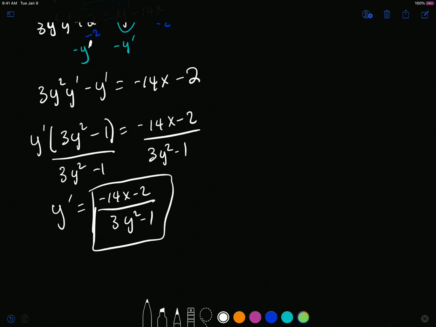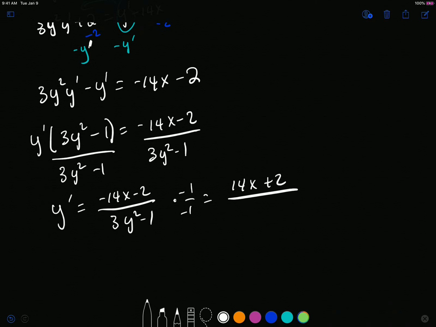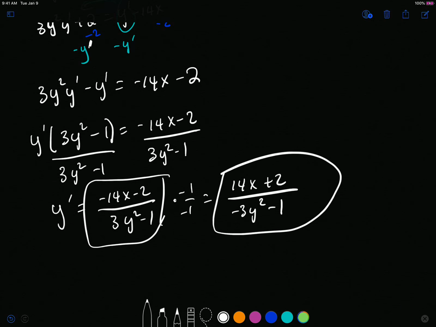The thing you must remember is that there is always a second answer, and that is if I take this answer and I multiply it by negative 1 over negative 1, that gives me a second answer which is equivalent to the first. That is, multiply the top by negative, you get 14x plus 2. Multiply the bottom by negative, you get negative 3y squared plus 1. Both answers are equivalent. Both answers are correct. Just so happens that fractions can always be multiplied by negative 1 over negative 1 to get the same answer, but with all the signs flipped.